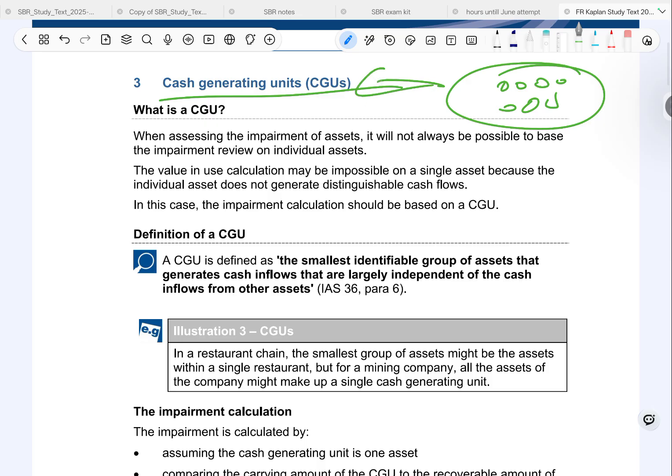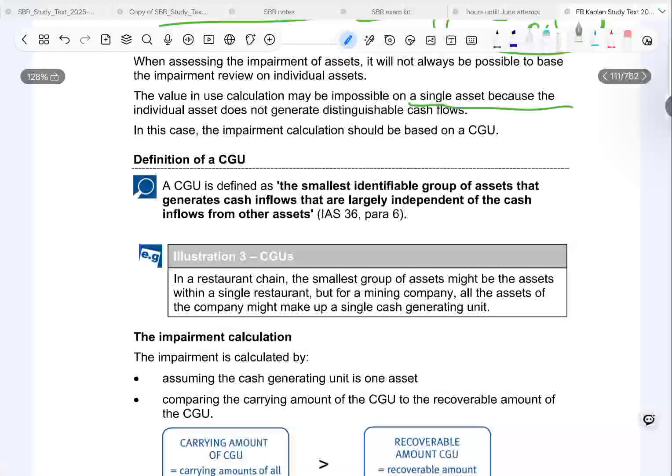So all of these small assets are grouped together as one generating unit, one unit which we call cash generating units. The value in use calculation may not be possible on a single asset because the individual asset does not generate distinguishable cash flows. So single-handedly, individually these assets cannot book profit. When all of these assets work together, then only they can book profit. So in this case, the impairment calculation should be based on the CGU.